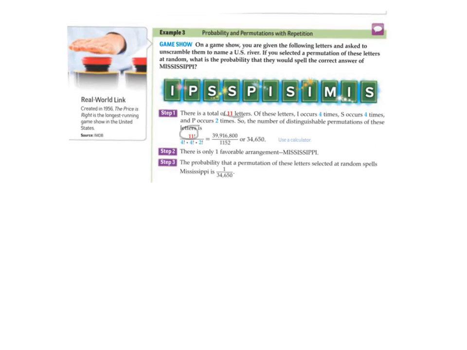Well, the I occurs 4 times, the S occurs 4 times, and the P occurs 2 times. So you've got 4 factorial, 4 factorial, and 2 factorial, and that just becomes a multiplication. If you put that in your calculator as 11 factorial over 4 factorial times 4 factorial times 2 factorial, you will finish up with this as your fraction. You simplify it, and you know that the probability is 1 over that. So all you've got to do is invert it and you get the correct answer.